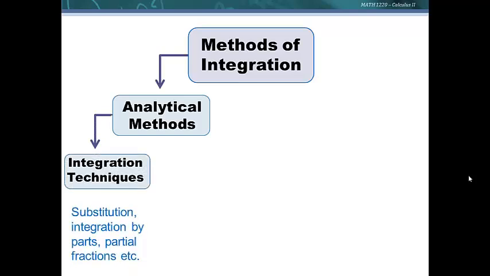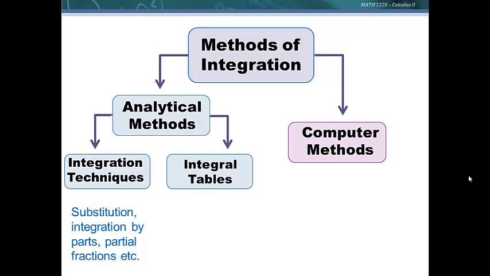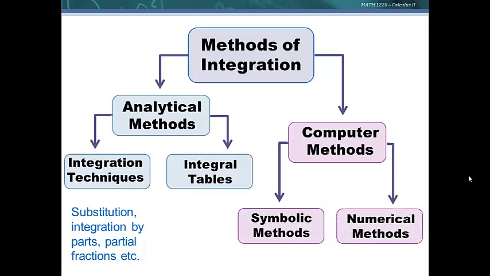So with the methods of integration, we basically have learned some analytical methods, and these various integration techniques that we've learned, like substitution, integration by parts, partial fractions, and so forth, are one way to do this, or using integral tables would be another way. Now if we're not going to use analytical methods, we could use computer methods. So we use a computer algebra system, and there's two ways we can do this. We can use symbolic methods, or we can use numerical methods, which would give us an approximate answer, and these would be for things that maybe we couldn't integrate with analytical methods.